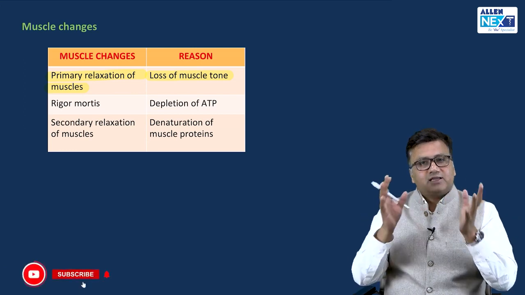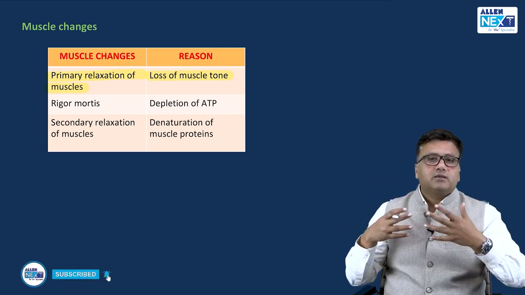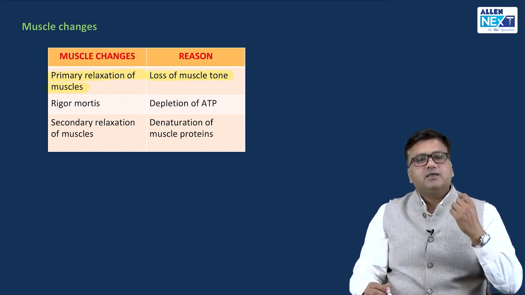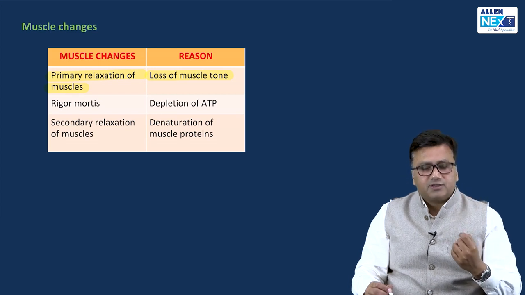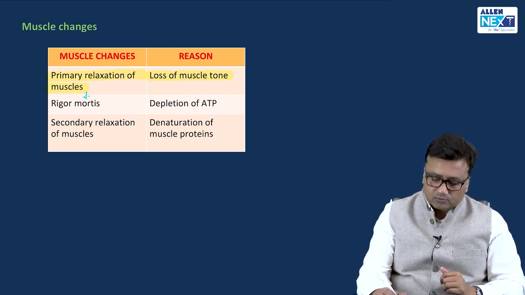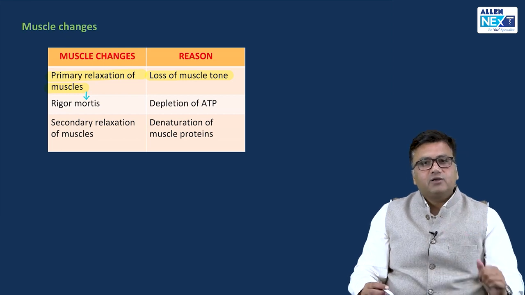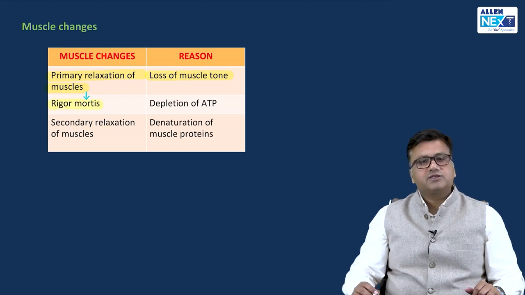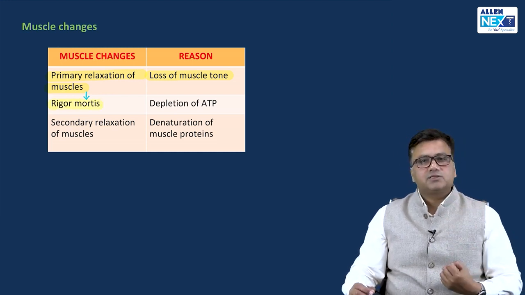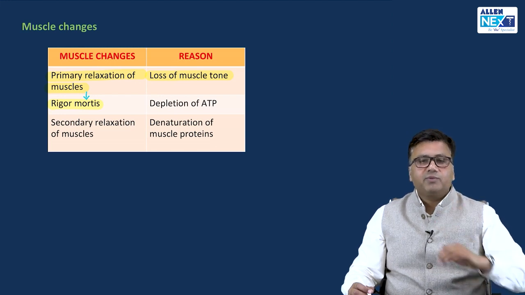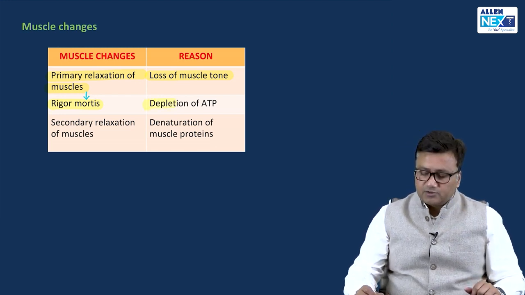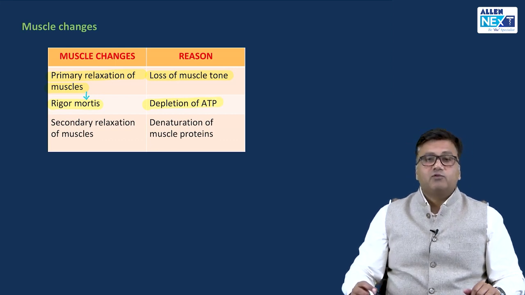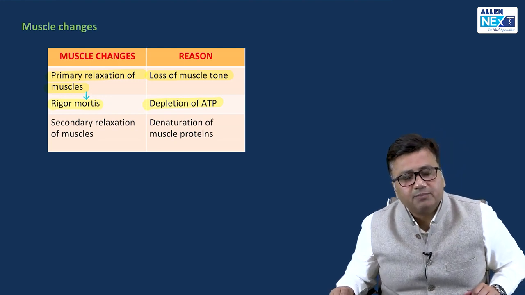From being relaxed, gradually the muscles of the dead body become rigid. So, from the state of primary relaxation, they move into a state of rigidity called rigor mortis. The reason for development of rigor mortis is depletion of ATP. Now, what is this factor of depletion of ATP?